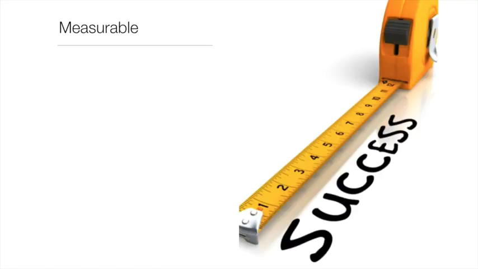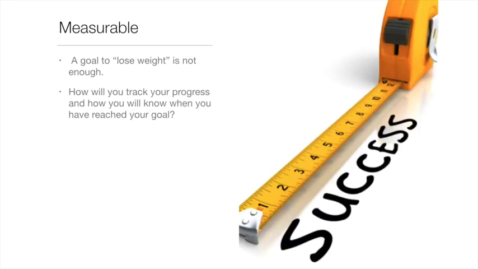The second component of a SMART goal is making your goal measurable. So saying you want to lose weight isn't enough, like I mentioned before. It's just not specific enough. How will you track your progress, and how will you know when you've reached your goal? How will you know when you've lost enough weight? So making your goal measurable means adding a number. So like we said, you want to lose weight. How much weight? 10 pounds? 20 pounds? What's the number that you can measure your success on?